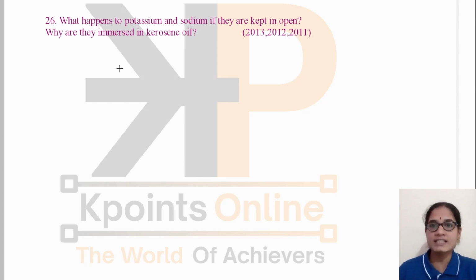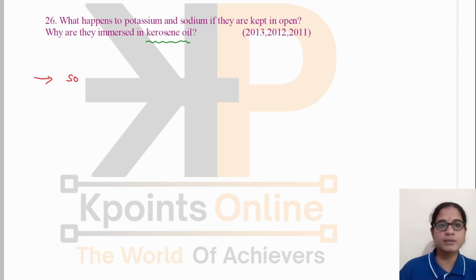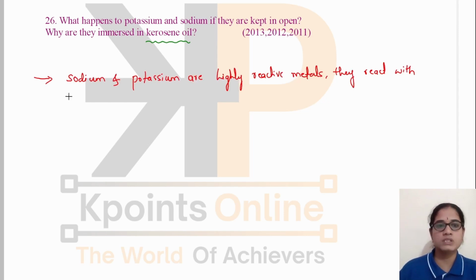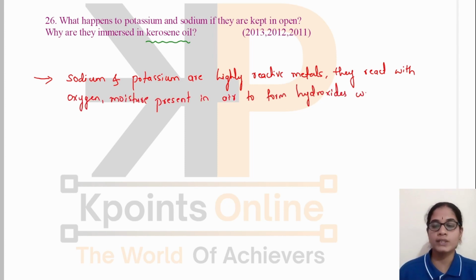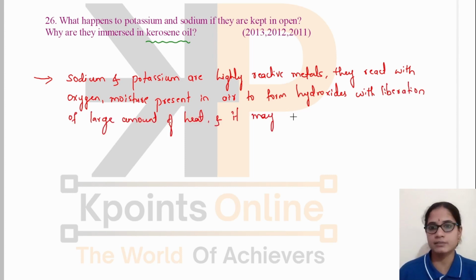As more amount of heat is released during the reaction, sometimes it may catch the fire and it will be explosive in nature, because of which they are always kept in the kerosene oil, because it is unreactive towards the kerosene oil. Okay. The answer is sodium and potassium are highly reactive metals. They react with oxygen, moisture present in air to form hydroxides with liberation of large amount of heat, and it may catch fire, because of which they are never kept open.